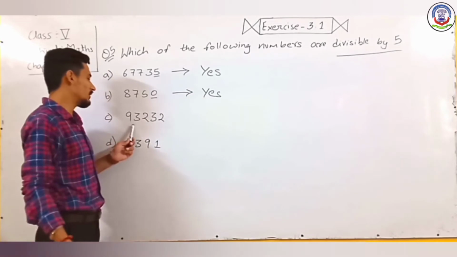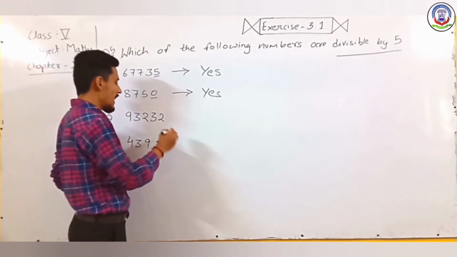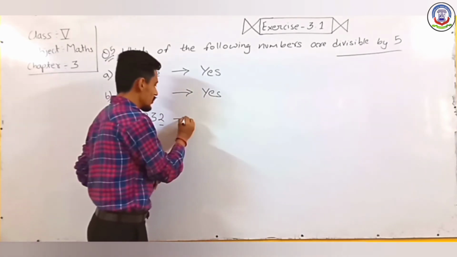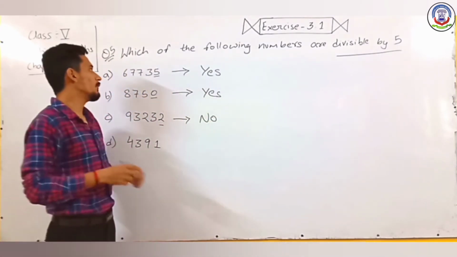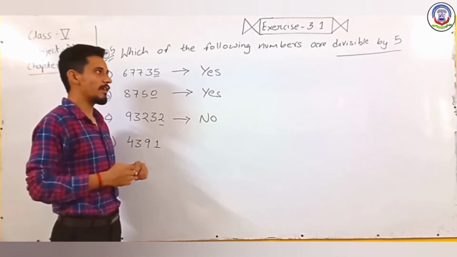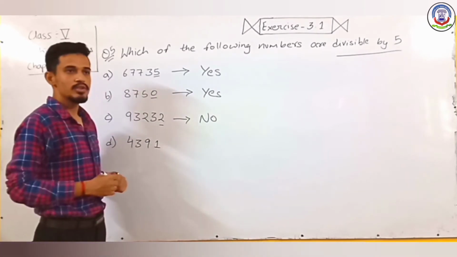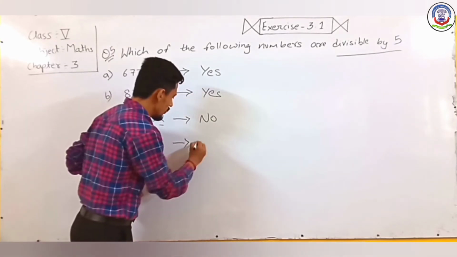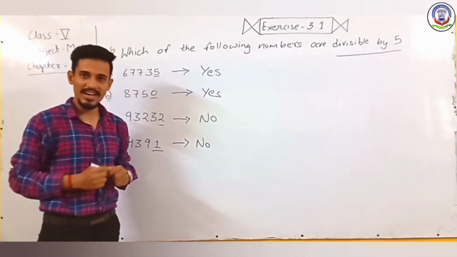Next we have 93,232. So in this number at ones place we have 2. So we write here no, because we only need 5 and 0 at ones place for the divisibility of 5. Next we have 4,391. So at ones place we have 1. So it is also not divisible by 5. Okay.